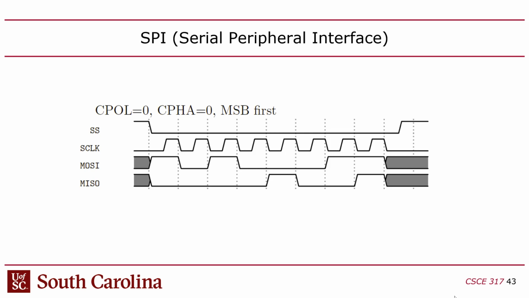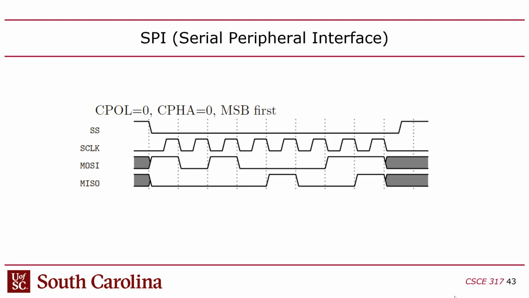Now, one of the confusing things here is that SPI channels can have different settings called CPOL and CPHA, okay? These are called timing modes. This is wildly confusing, and I don't know why they did this, but it's unnecessarily complex.